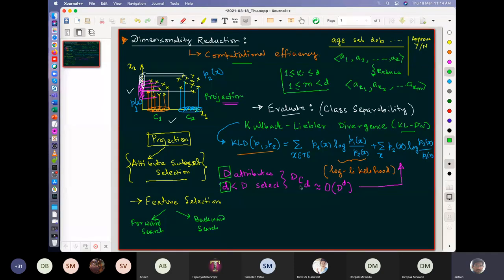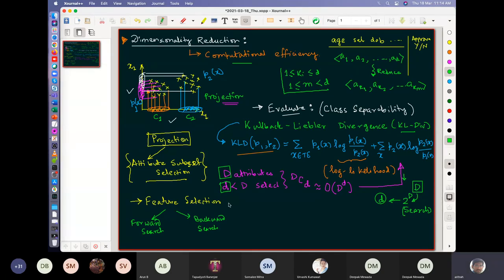Now, it's obviously a search problem, because for D dimensions there could be 2 to the power D possible subsets, among which I am only trying to search for the subsets of size small d where the KL divergence gets minimized. You can easily see it's a search problem. From D dimensions, among all possible subsets, those containing small d elements should minimize this KL divergence. You can also visualize it as an optimization problem.